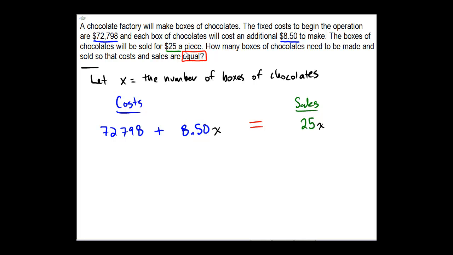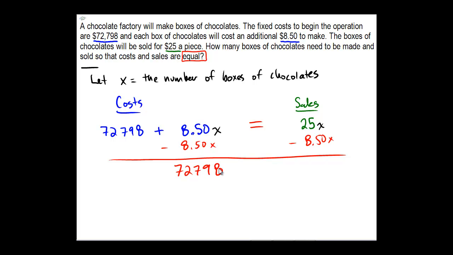Okay, so to that end, let's subtract 8.50x from both sides of this particular equation. And this will leave us with 72,798 on the left-hand side. And on the right-hand side, we have 25 minus 8.5. Let's see, that would be 16.5x, because of the variable. One last step towards isolating the variable: divide by 16.5. Divide by 16.5. Remember, whatever we do to one side also has to be done to the other.